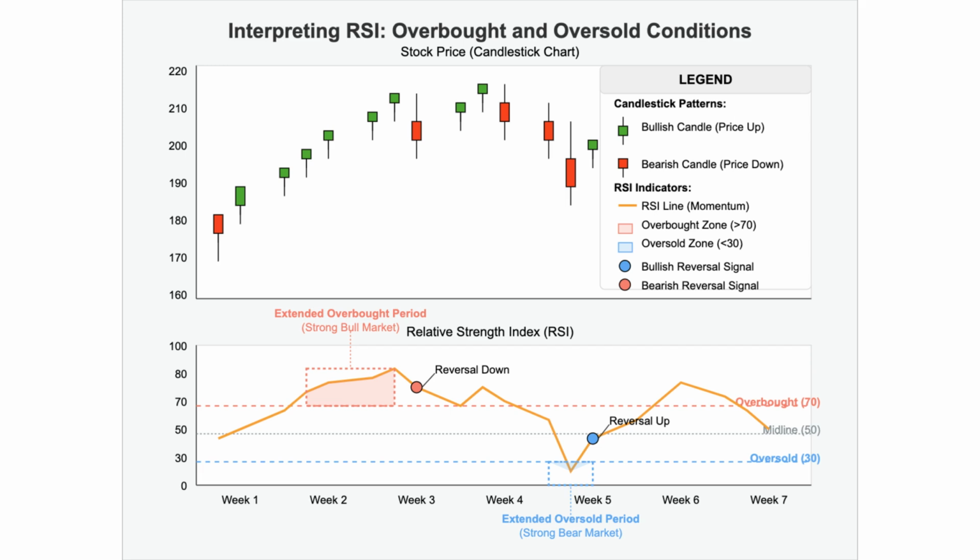Traditional interpretation of RSI focuses on these key levels. RSI above 70 indicates an overbought condition, suggesting a potential reversal downward. RSI below 30 indicates an oversold condition, suggesting a potential reversal upward.